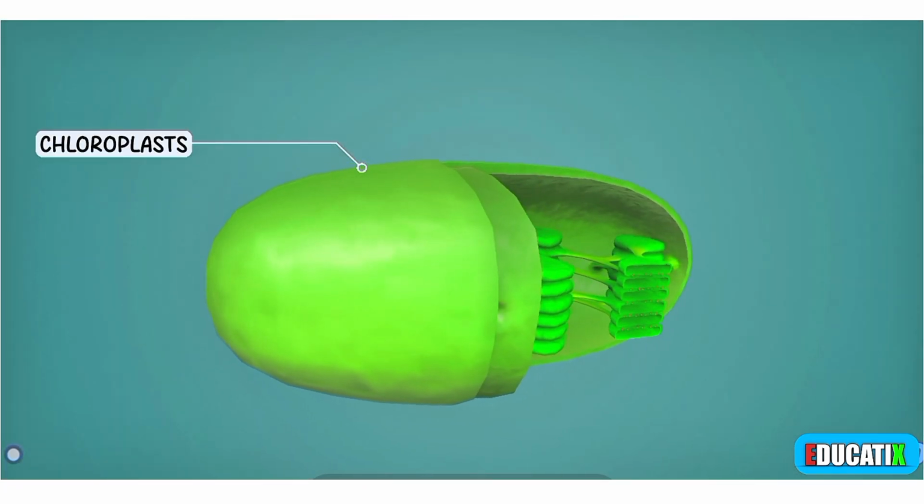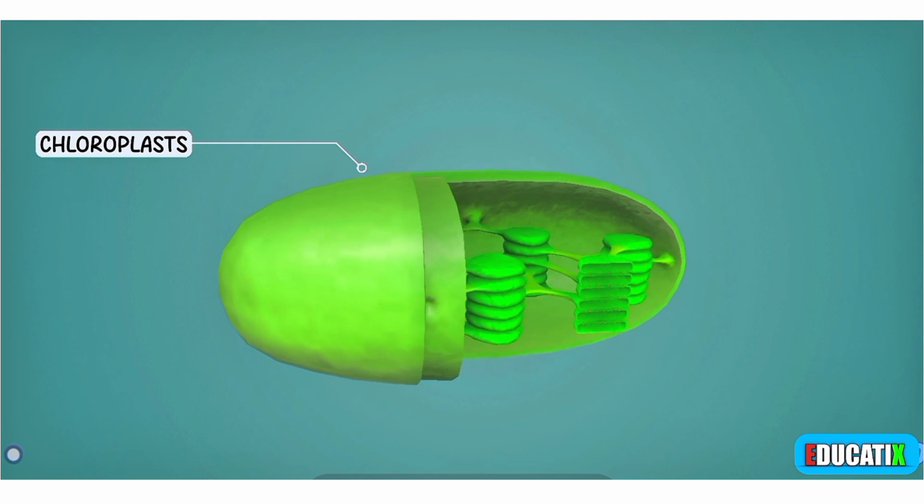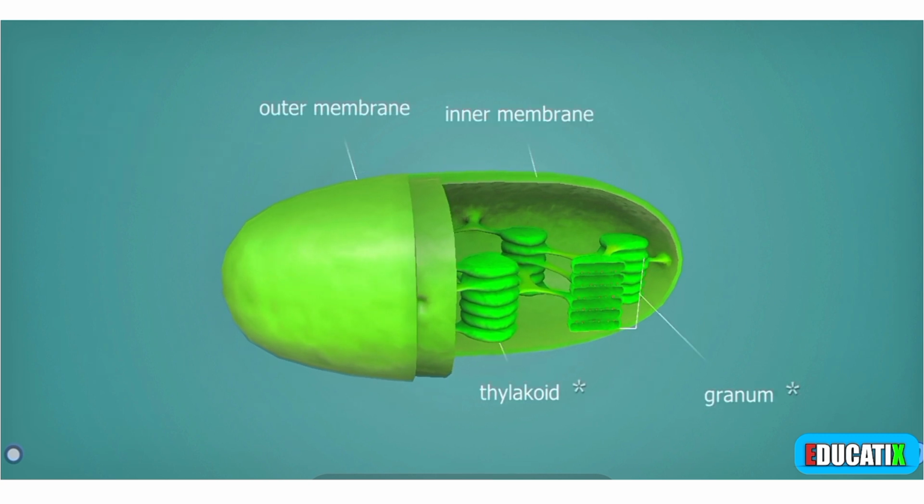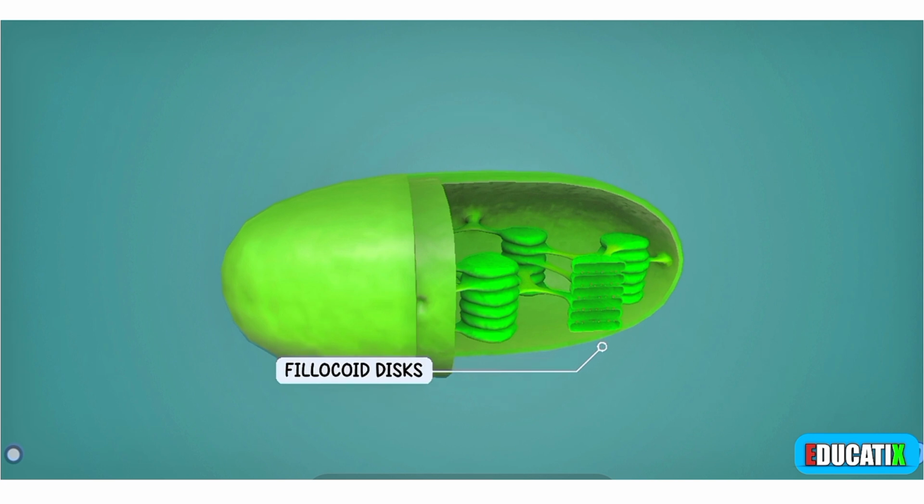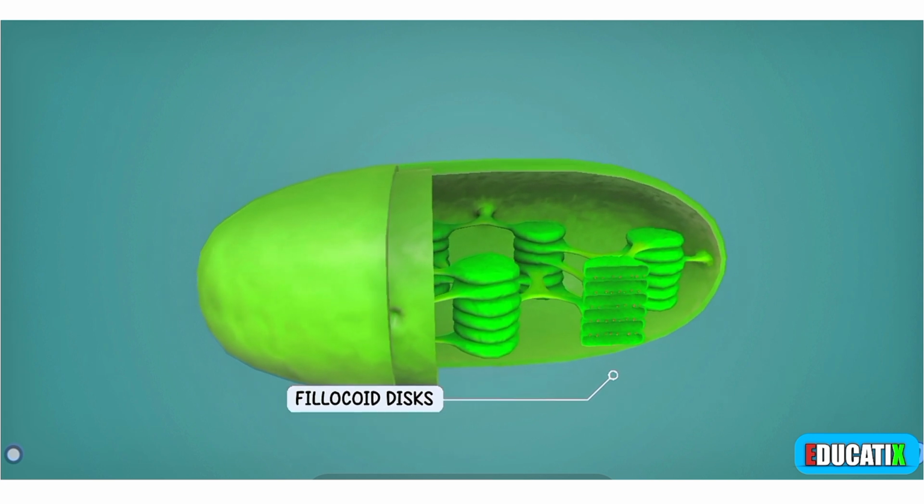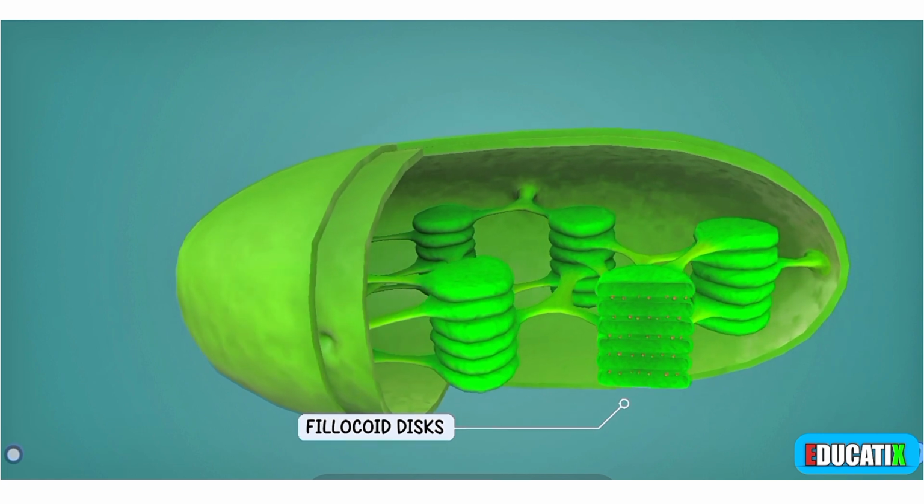Chloroplasts are important organelles in plant cells. They carry out photosynthesis. They have a double membrane. The folds of the inner membrane form thylakoid discs. These discs are often stacked, forming grana.